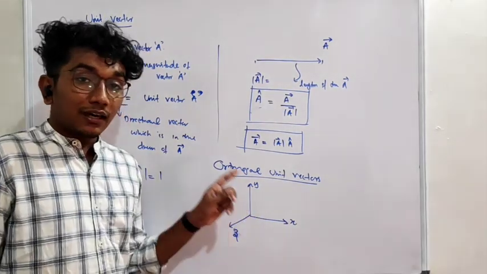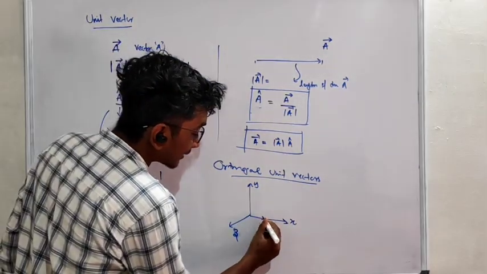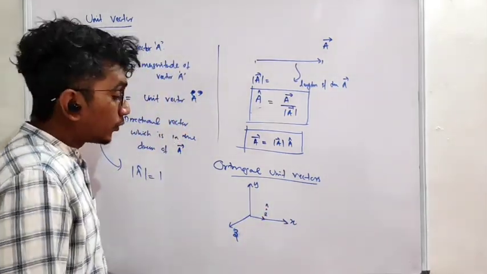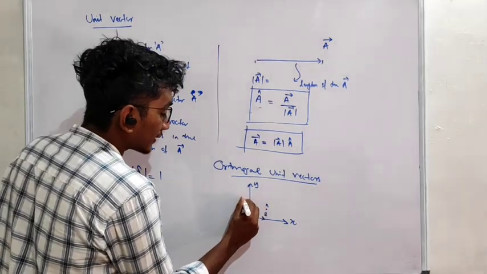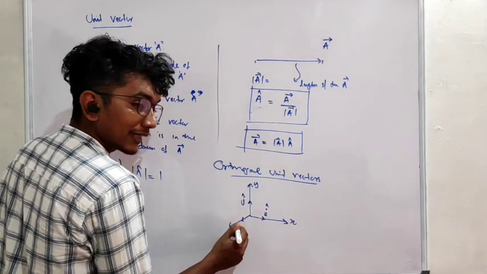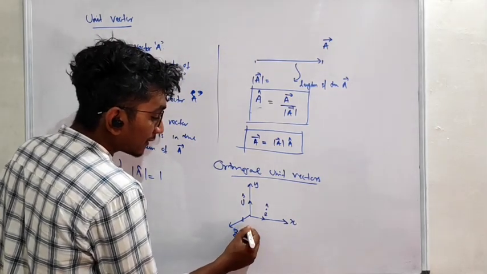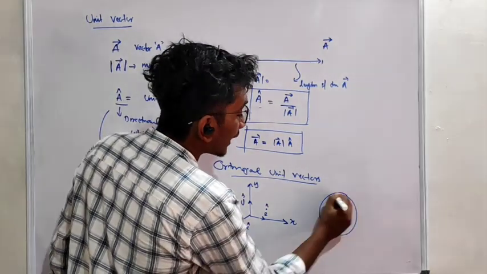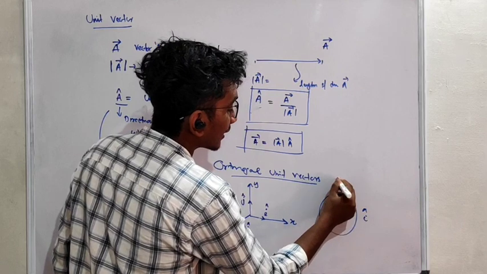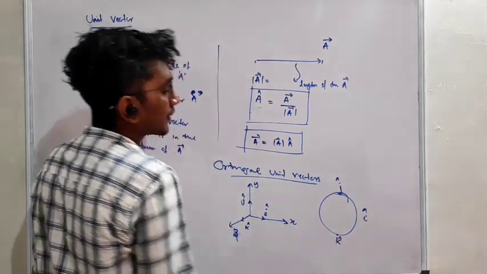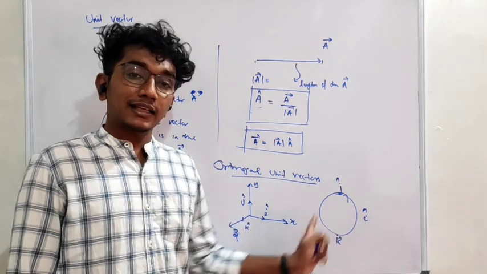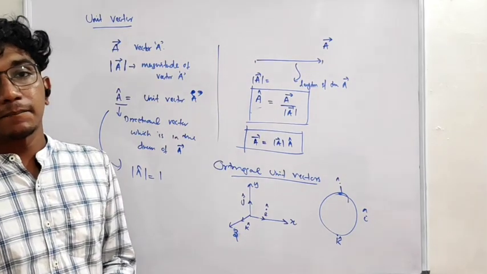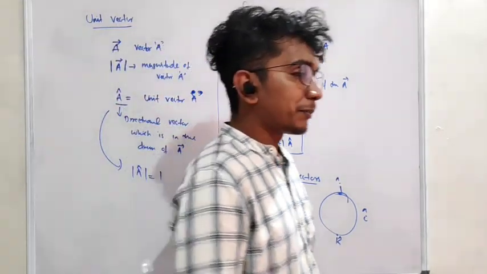Then the unit vector along the x-axis we call I cap. The unit vector along the y-axis we call j cap. The unit vector in the direction of the z-axis is k cap. I, j, k. Always remember I, j, k. I for x-axis, j for y-axis, k for z-axis. I think you got it. It's pretty simple actually.